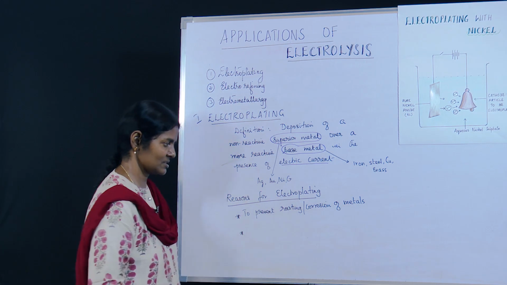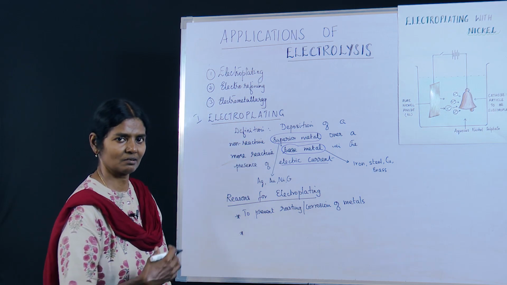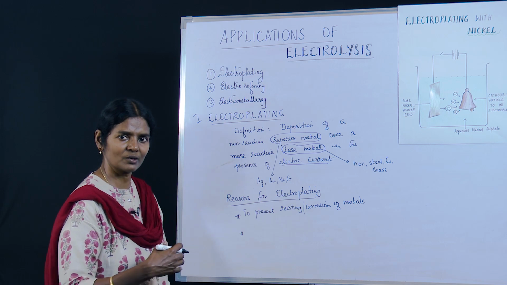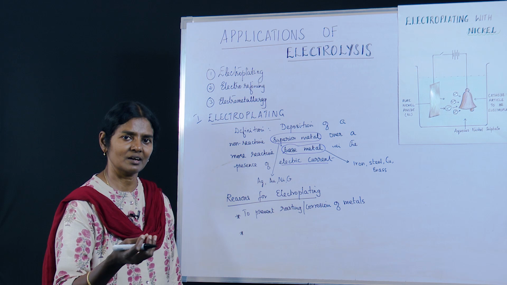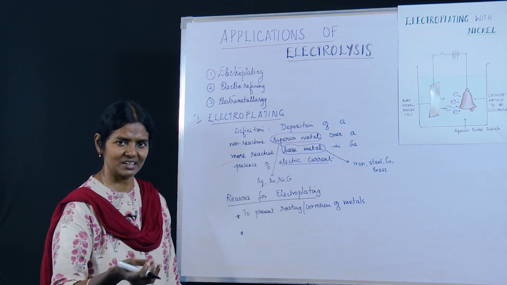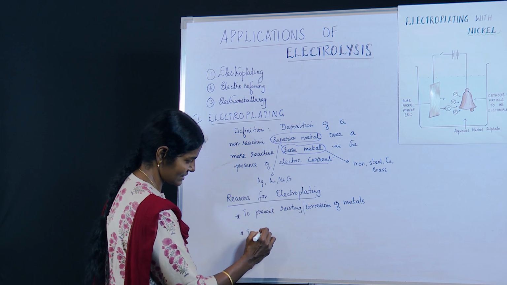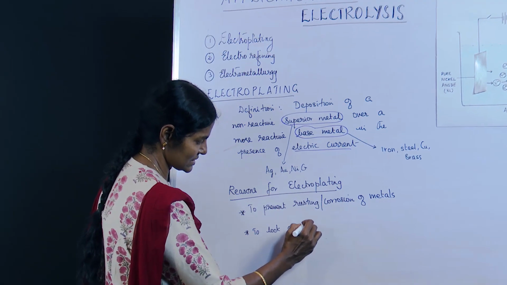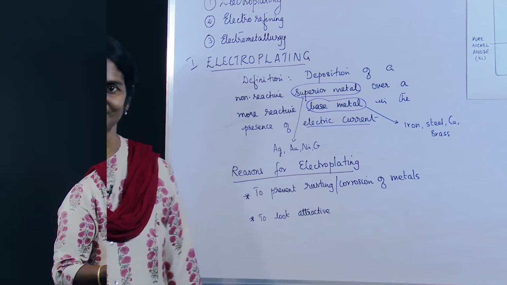The second one is to look attractive. Today we have a wide variety of imitation jewelry. It is all gold plated, silver plated, but the base metal being iron or tin or brass or alloys. So to look attractive. Both these reasons are prime reasons for electroplating.